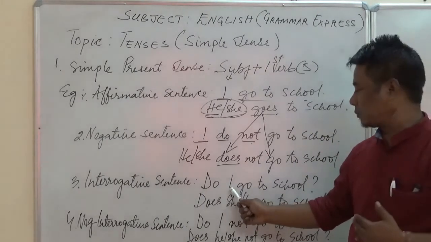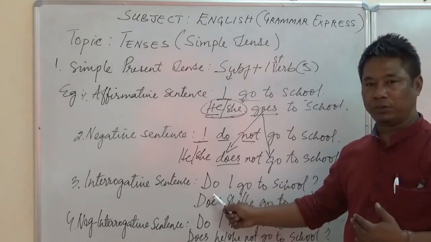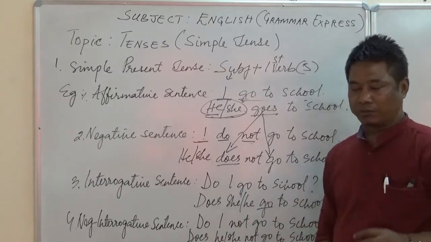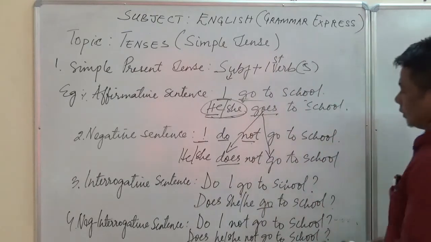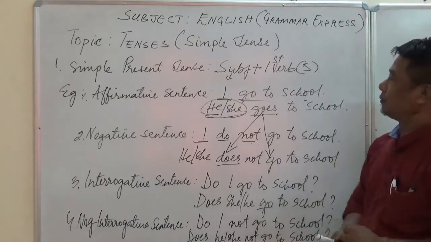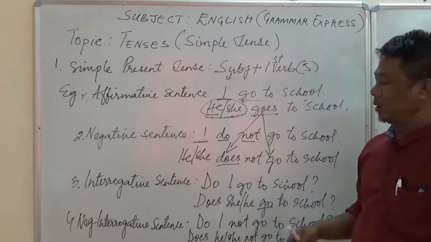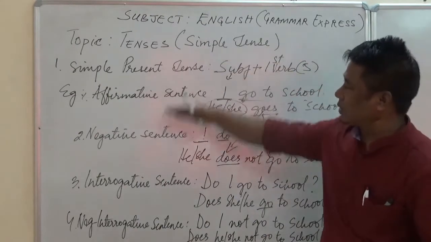We need to look at the subject in order to use correctly the use of do and does. We first have to see the subject of the sentence. Okay, so these are the simple tense, especially the simple present tense. Now, we'll go to the next one.